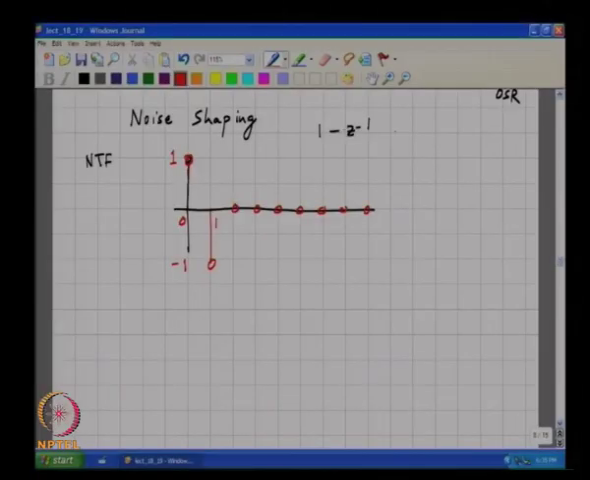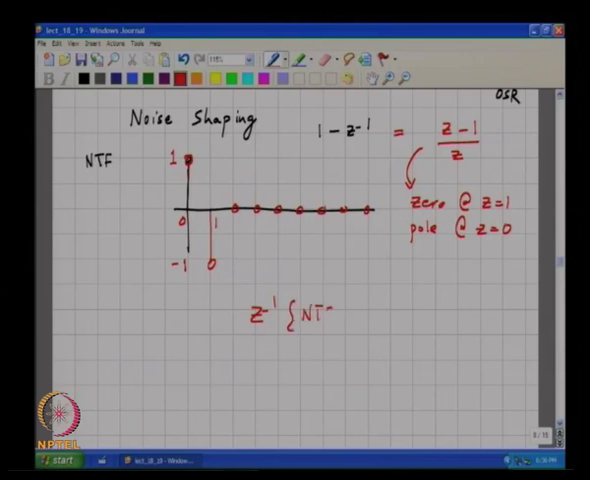So, in other words, this can be written as z minus 1 by z. So, where are the zeros of the noise transfer function? This has a 0 at z equal to 1 and a pole at z equal to 0. If the inverse transform of NTF of z is denoted by h of n, then sigma h of n is 0. Does this make sense? All right, this is one thing I want to point out.